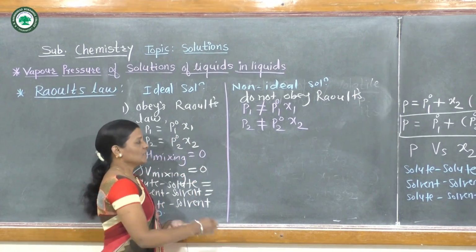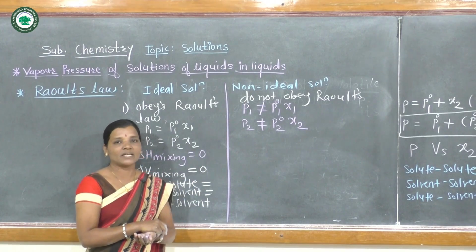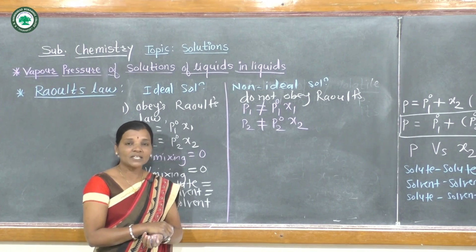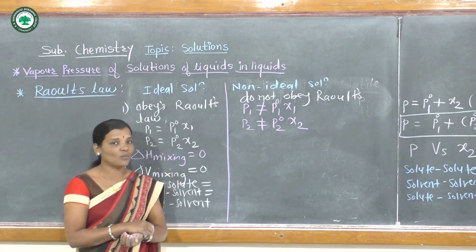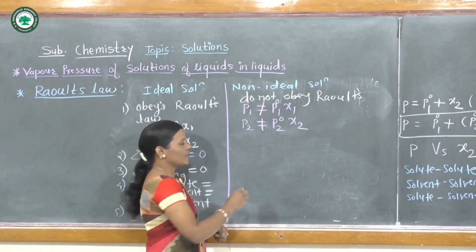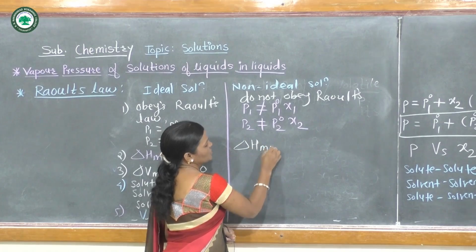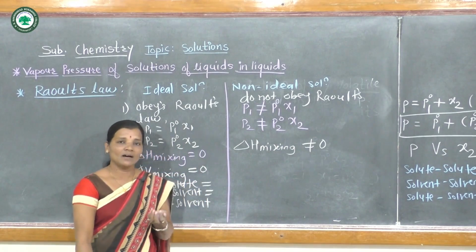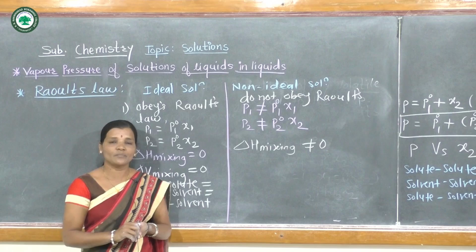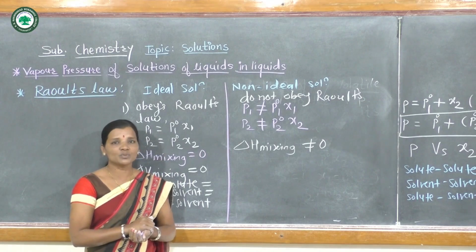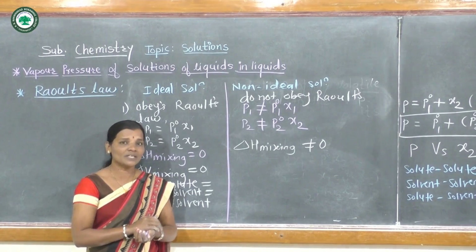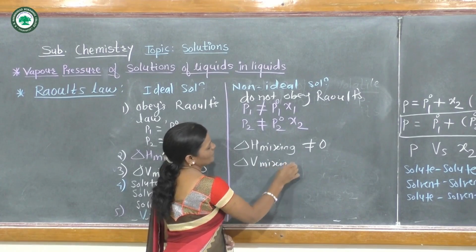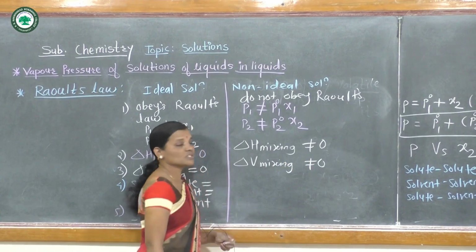Also, for delta H mixing, that is the enthalpy of mixing of two volatile components, during the mixing either heat is absorbed or heat is evolved. And so in a non-ideal solution delta H mixing does not equal 0. Also, when two volatile components are mixed together, the volume of the solution does not remain constant, and so for a non-ideal solution delta V mixing is also not equal to 0.